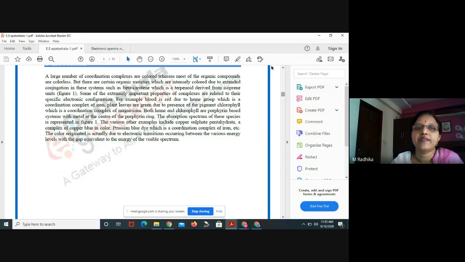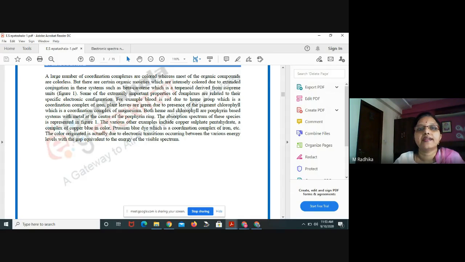So we know that we have already prepared some complexes and all of them are colored. When you go to organic compounds, they are colorless. We know this very well. We have seen with the experiments also. But some of the organic molecules are colored. Why are they colored? Because they have some conjugation of the double bonds. For example, beta carotene, which is a terpenoid derived from the isoprene, has an orange color.